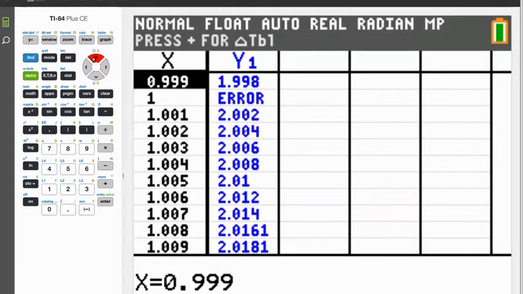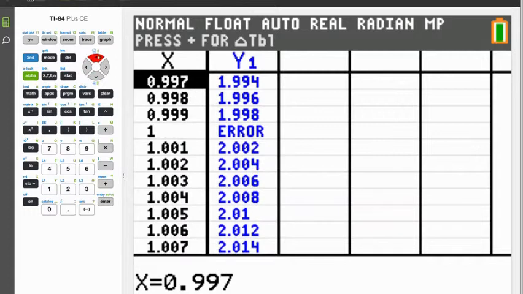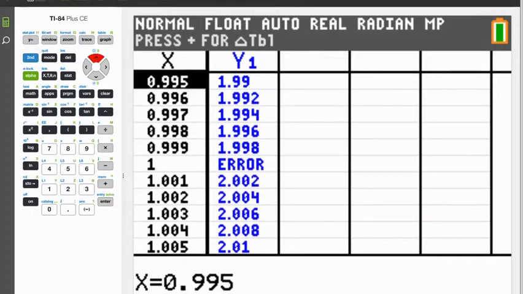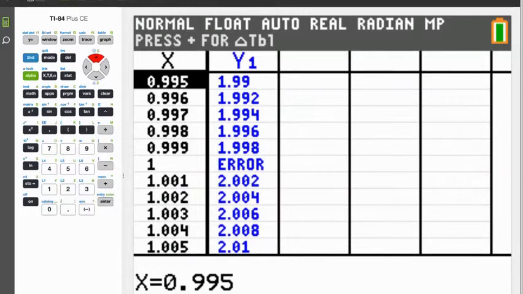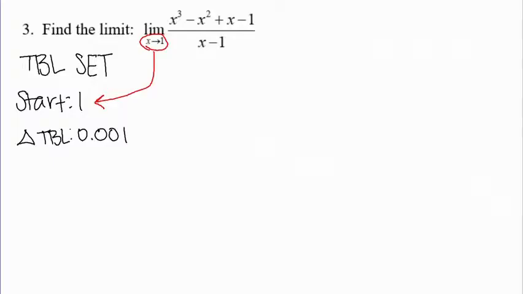So now, if I look at numbers a tiny bit smaller than 1 and a tiny bit larger than 1, and see what we're approaching from both the left side and the right side, these values are getting closer to 2, which means that our limit is going to equal 2.